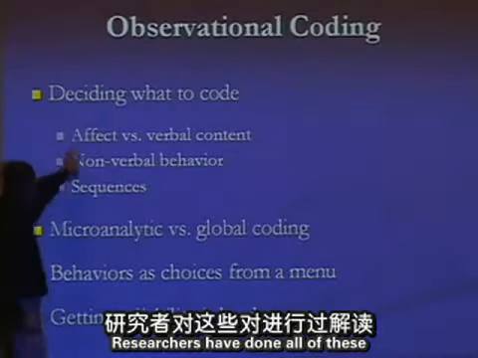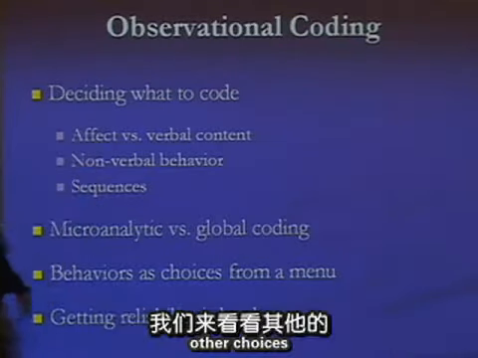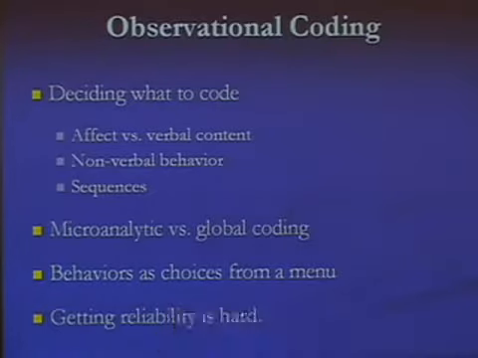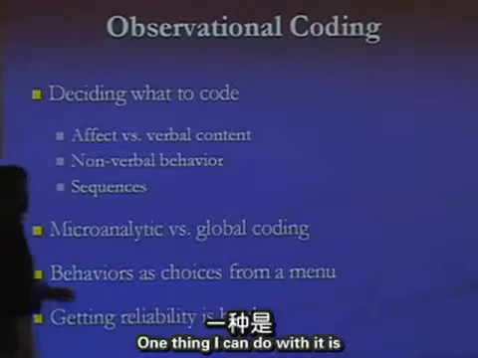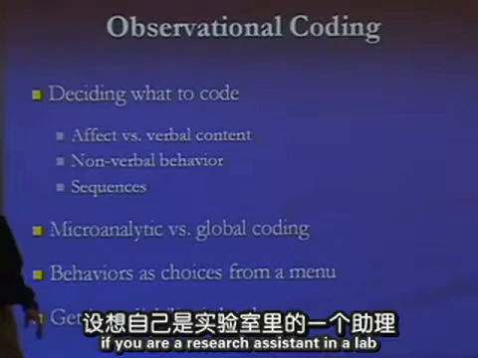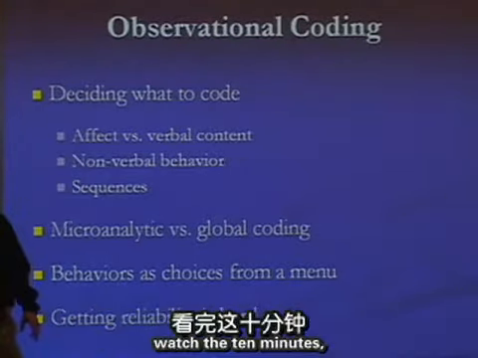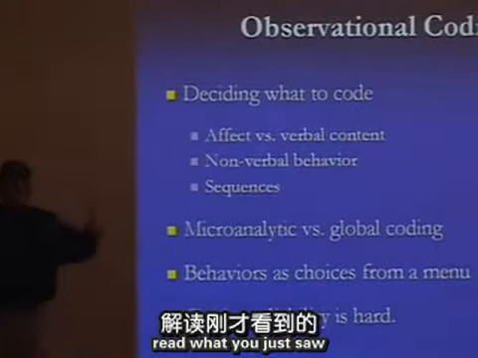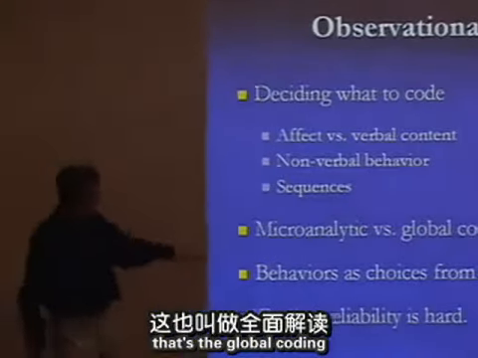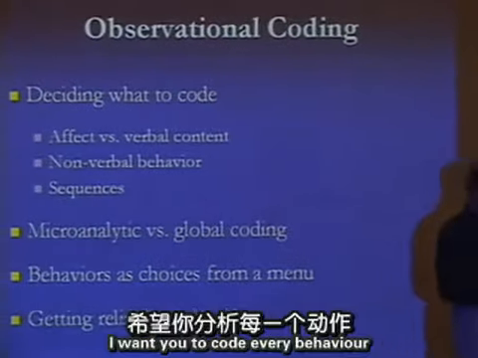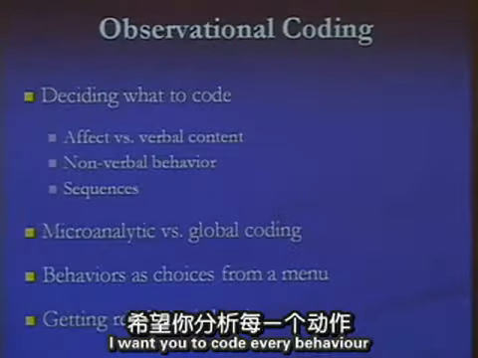Researchers have done all of this. We'll talk about almost all of this today. Another choice is the difference between microanalytic and global coding. So I've got this videotape. There are two different things I can do with it. One thing I can do is say, watch the entire 10 minutes. If you're going to be a research assistant in the lab, I say, watch the 10 minutes and then make ratings on the whole thing. Rate what you just saw. That's the global coding. Microanalytic is much, much harder. In that case, we say, I want you to code every behavior.